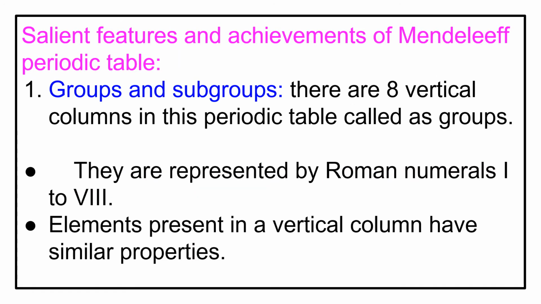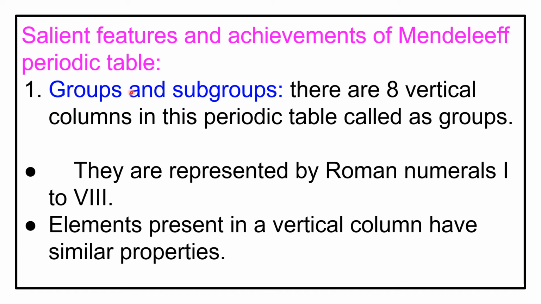So what are the salient features and achievements of Mendeleev's periodic table? When he arranged all the 56 elements in a tabular form, it could explain their properties to a very large extent, more than Dobereiner's attempt. So it was successful to a large extent. Now let's see what the features of Mendeleev's periodic table are.